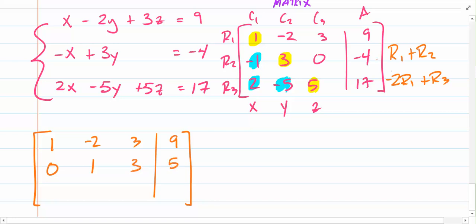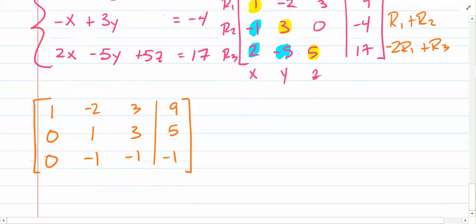Now let's do negative 2 times row 1 plus row 3. Then I'm going to have a 0 there. And then negative 2 times negative 2 is 4. 4 minus 5 is? Negative 1. Very good. That looks promising. Negative 2 times 3, negative 6. Negative 6 and 5? Negative 1 again. Negative 18 and 17, how much is that? Negative 1 again. All right, looking good.